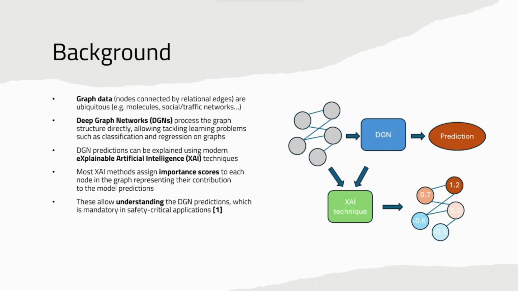To explain these models, we use explainable artificial intelligence, or XAI techniques, tailored on graphs, most of which assign importance scores to nodes. The more one node is deemed important, the more its influence is on the predictions made by a model. This is crucial to understand the predictions of DGNs, especially when they are applied in safety-critical tasks.